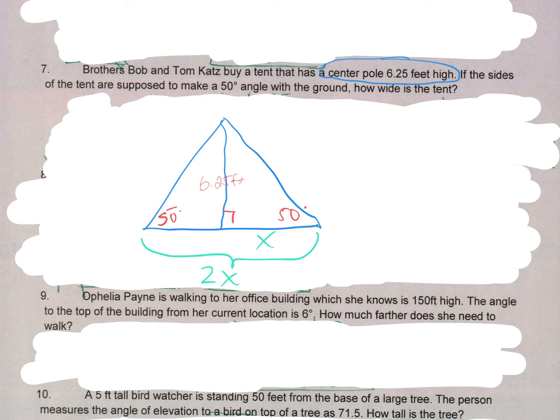They tell you the center pole, that means it's in the middle. And then from that center, the two sides make 50-degree angles on both sides. They're telling you that it made two congruent triangles.